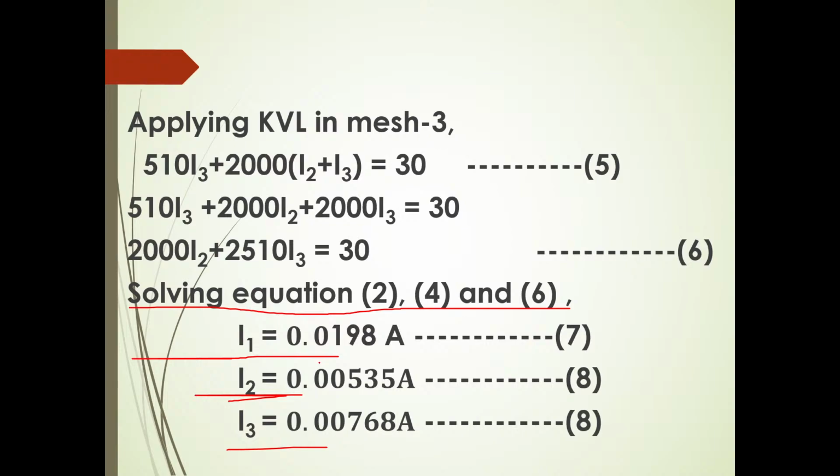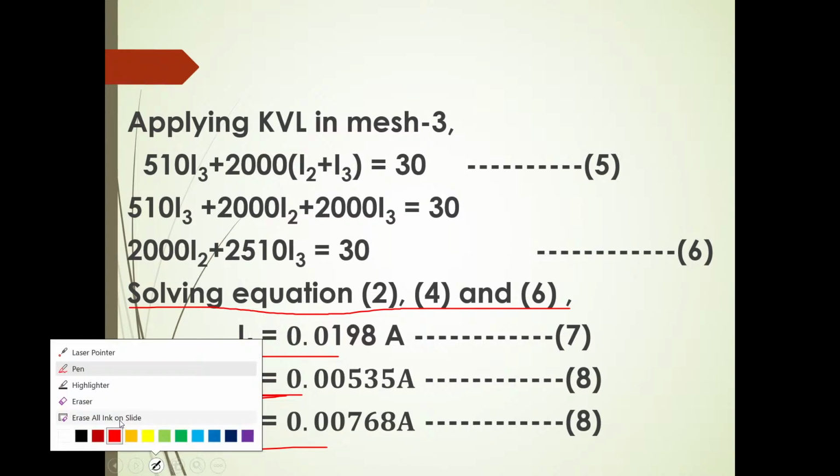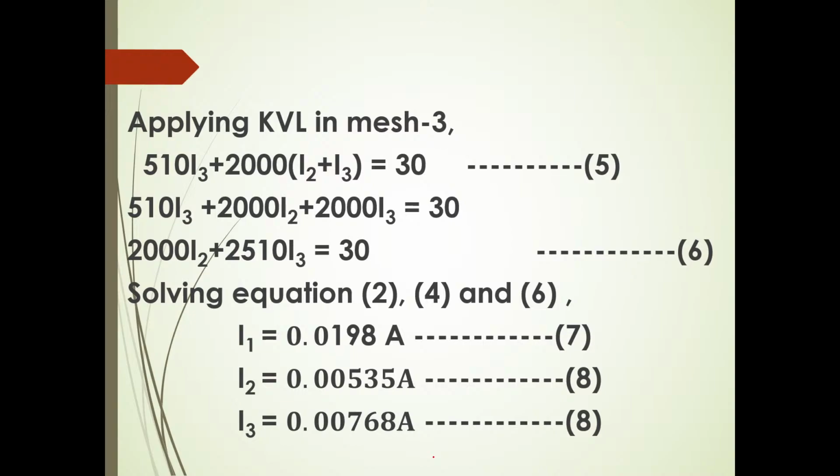So I1 value, what did we get? We have got 0.0198 amperes. And I2 is 0.00535 amperes and I3 is 0.00768 amperes. You can write it down in milliamperes. 19.8 milliamperes. I1 is 19.8 milliamperes. I2 is 5.35 milliamperes. I3 is 7.68 milliamperes. If you want, you can convert that into milliamperes. And you can write I1, I2 and I3 in milliamperes.